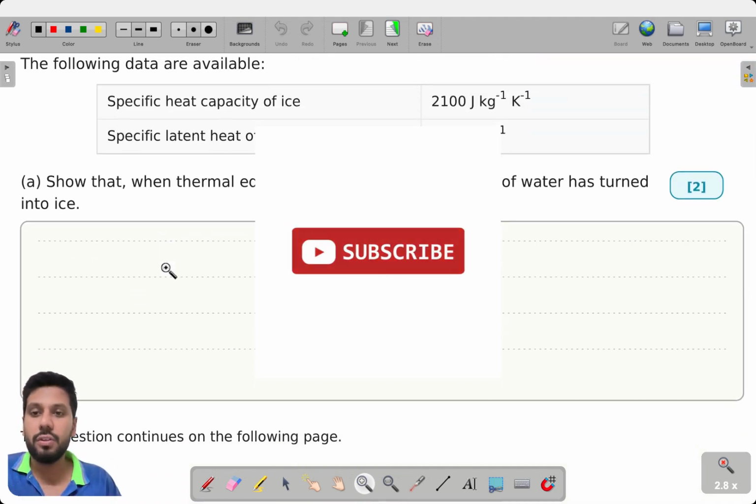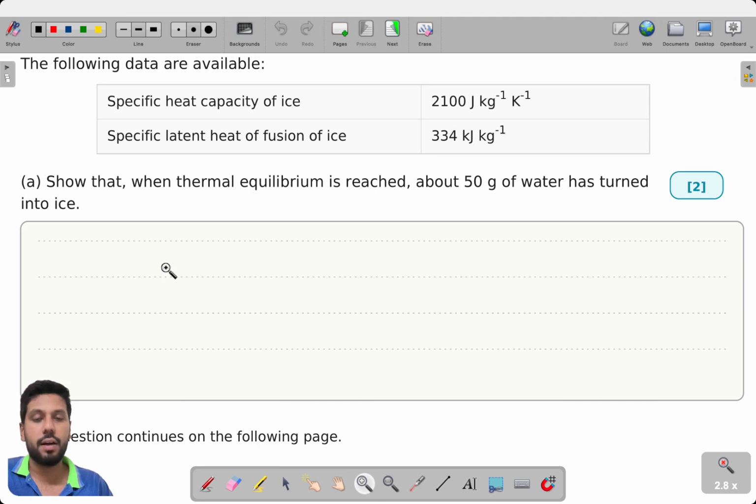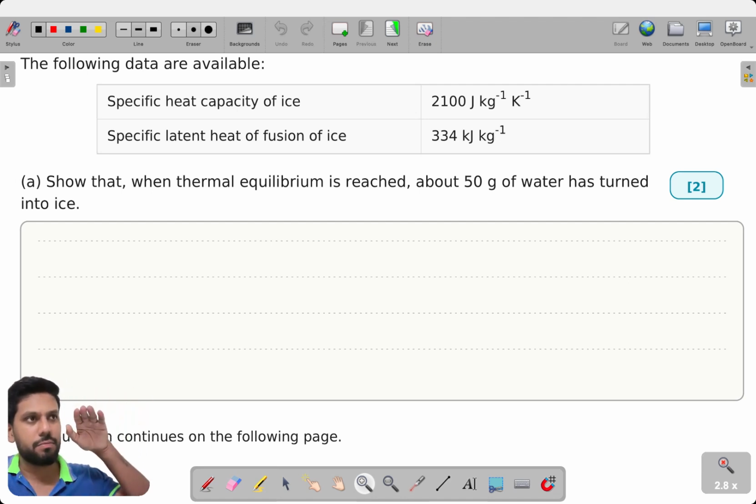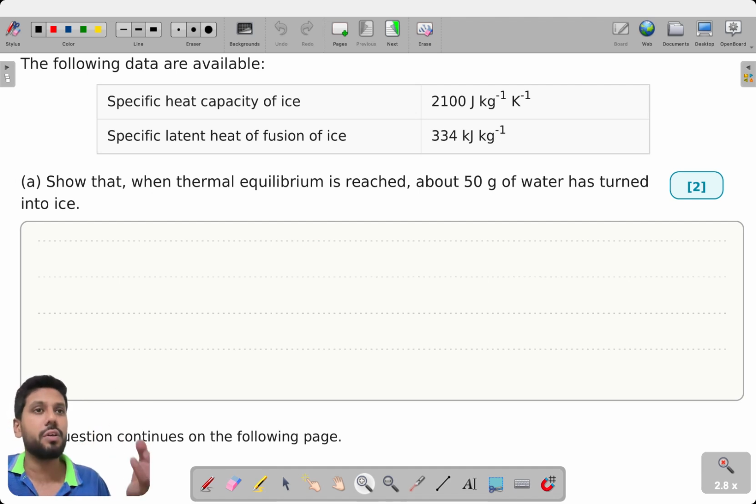Now they're asking here, show that when thermal equilibrium is reached, about 50 grams of water has turned into ice. Remember, we are at 0 degrees Celsius. The water is already at 0 degrees Celsius, which is the freezing point of water. When you put in ice of minus 32, that is going to drop the temperature of the water, and some of the water is going to turn into ice. That is what I have to calculate right now.